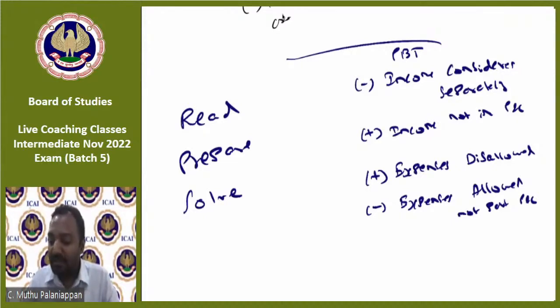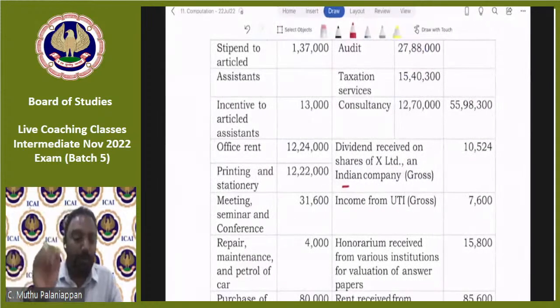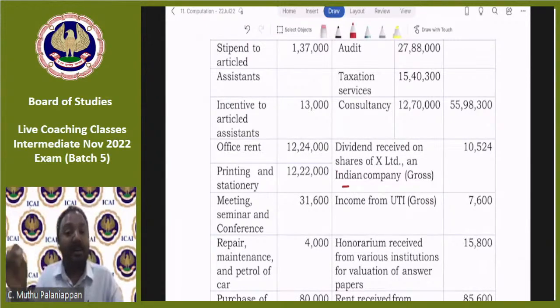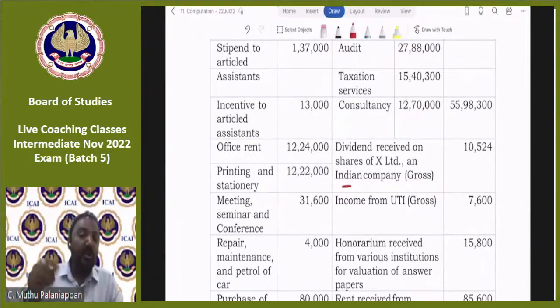So while reading this question, I was talking about preparation. The preparation here is trying to understand what is relevant and what you should do to this particular line. When you say dividend received on shares from X Limited, you need to know that it is taxable under income from other sources. So I need to reduce it from my PGBP income.